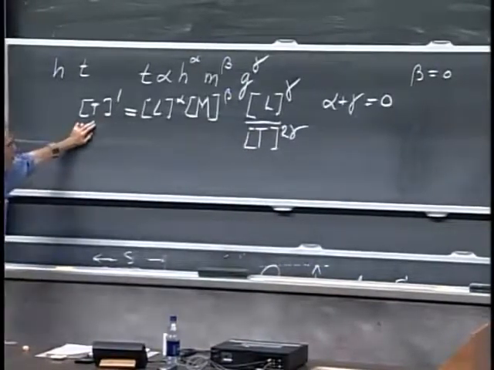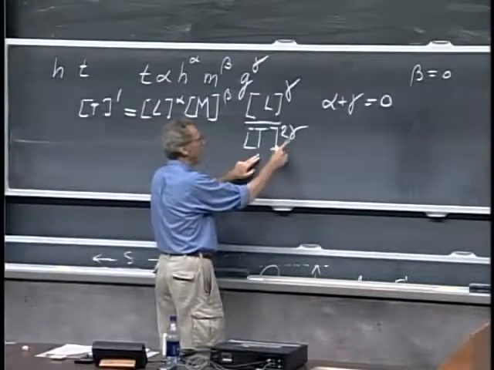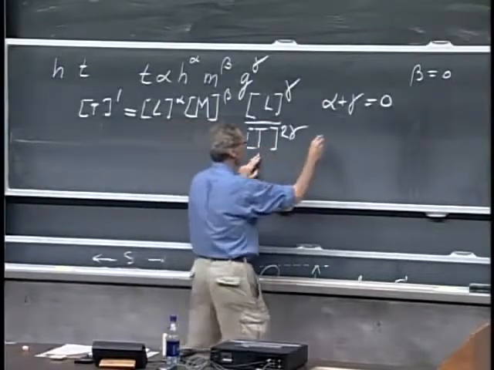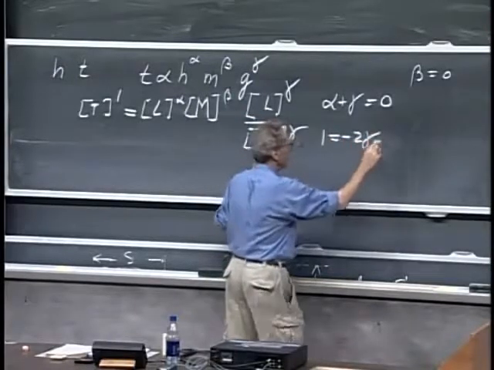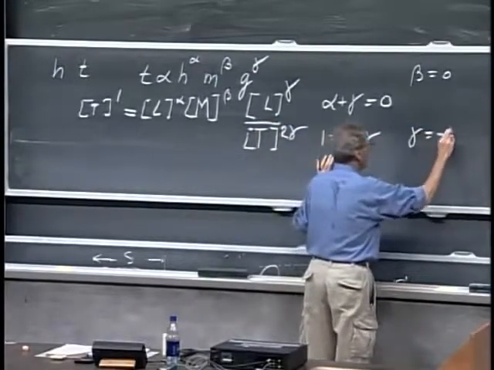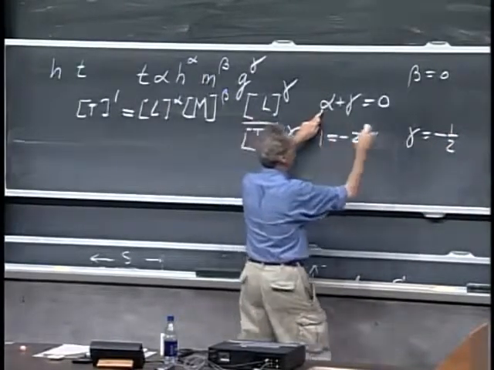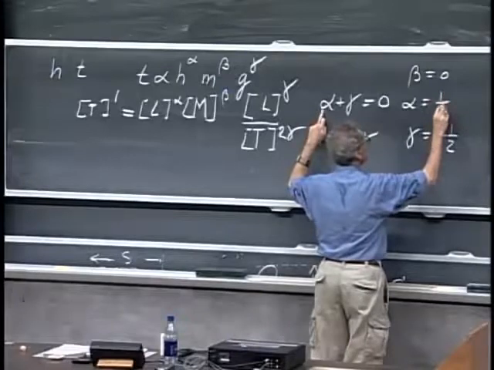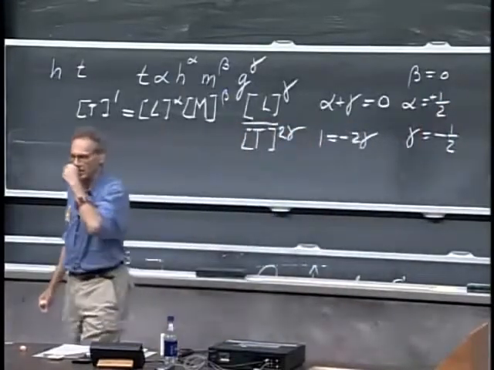There is t to the power 1 here, and there is here t to the power minus 2 gamma. It's minus because it's downstairs. So 1 must be equal to minus 2 gamma. That means gamma must be minus 1/2. But if gamma is minus 1/2, then alpha equals plus 1/2. End of my dimensional analysis.